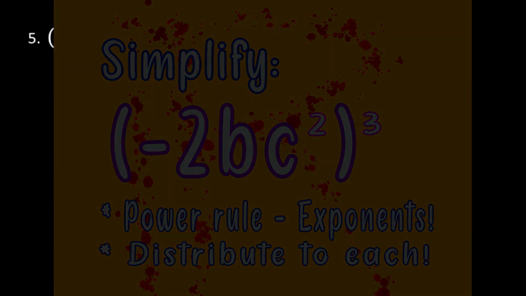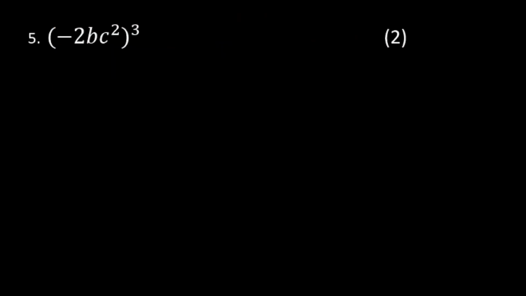We're back for the last question of batch 2, number 5. Number 5 is open bracket minus 2, b, c to the power of 2, or you could say c squared, close the bracket, cubed. This 3 is a hanging exponent. Step 1, all of it is exponents, so exponent laws are heavily implied.